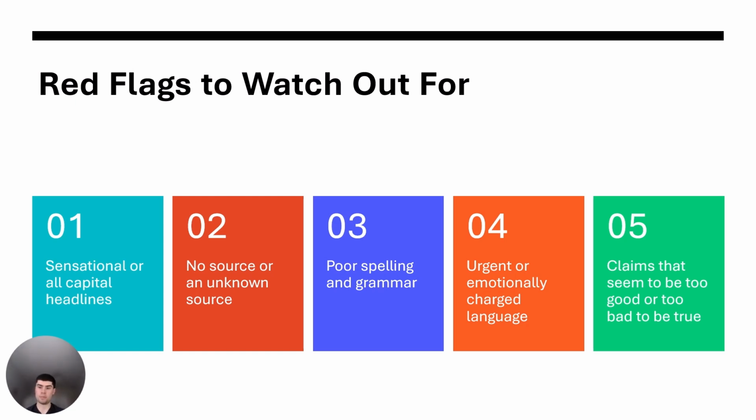Next is poor spelling and grammar. This can be a dead giveaway that the content wasn't reviewed or professionally written. Number 4 is emotionally charged or urgent language. For example, "You won't believe this," or "Share this now." Number 5, claims that are too good or even too bad to be true. If something feels off, it probably is. These are your early warning signs that a post or article might not be trustworthy.